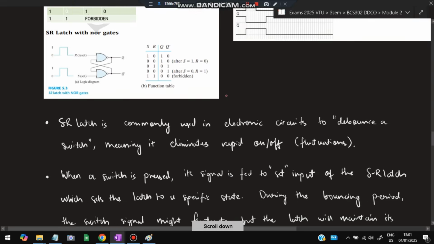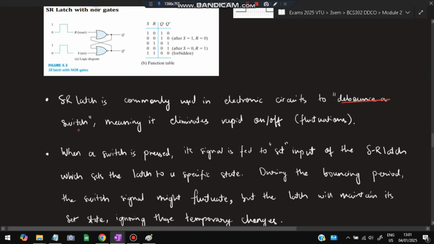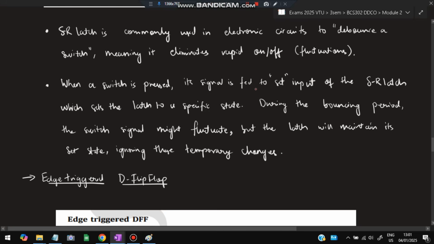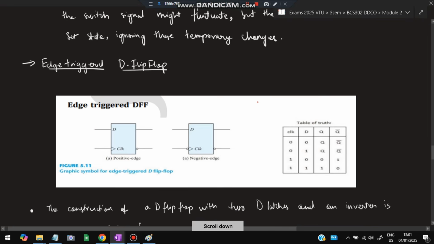That is why the SR latch is used to debounce a switch, meaning it will eliminate the rapid on and off. When a switch is pressed, a signal is fed to the set input, so the latch is set to a specific state. During the bouncing period, signal fluctuation might happen, but the latch will maintain its state, ignoring these temporary changes. Okay, so that was about the SR latch.